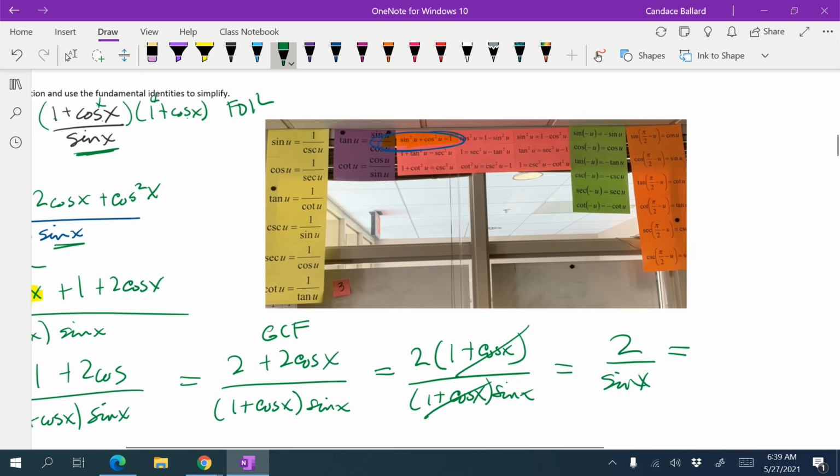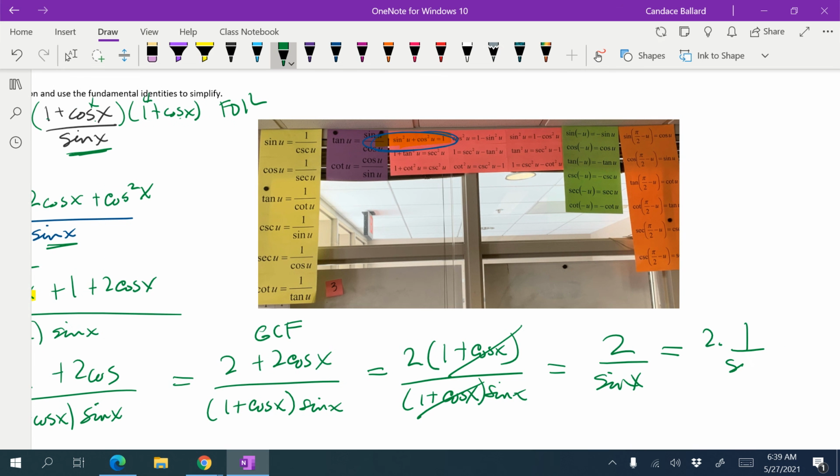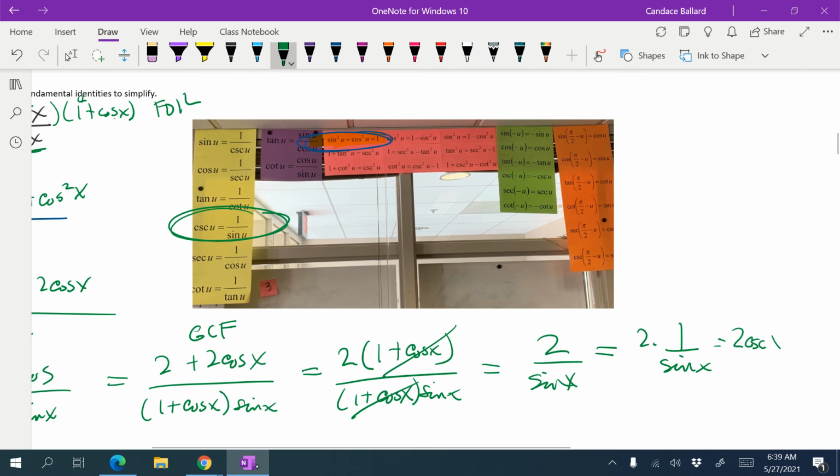I could write it as 2 times 1 over sine x. And we know 1 over sine x is cosecant. So I could rewrite this as 2 cosecant x.